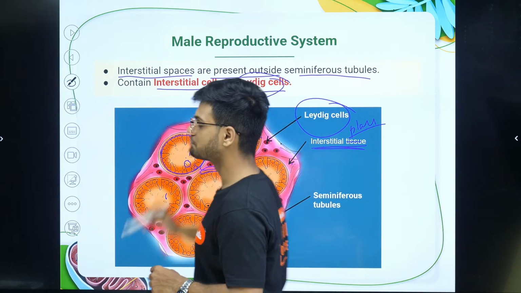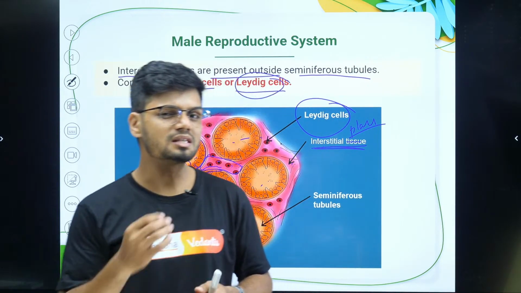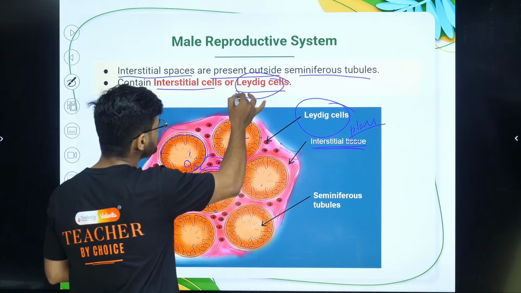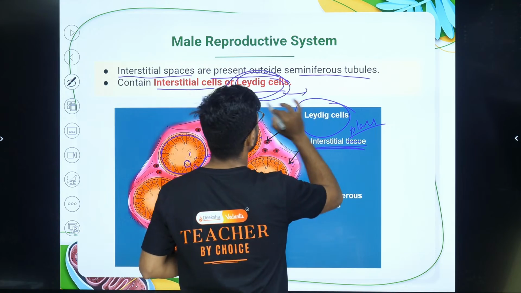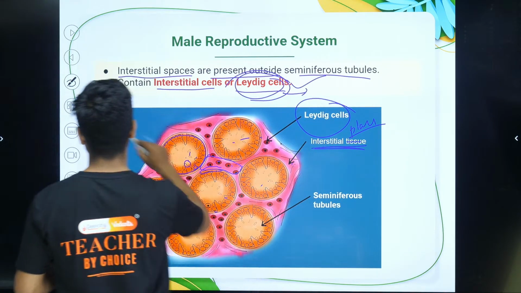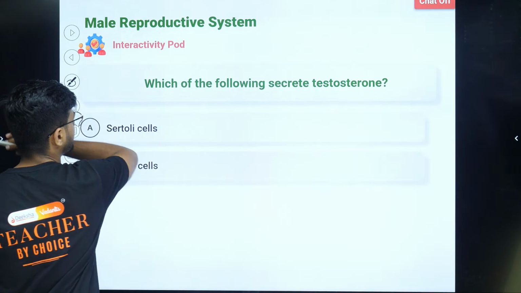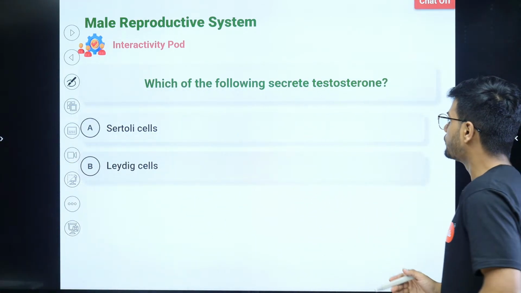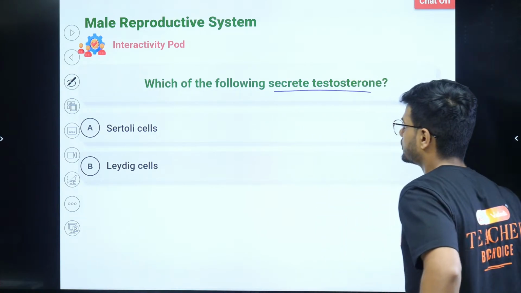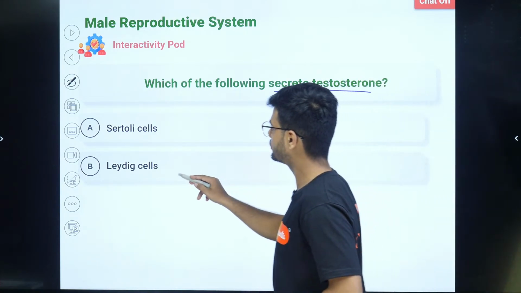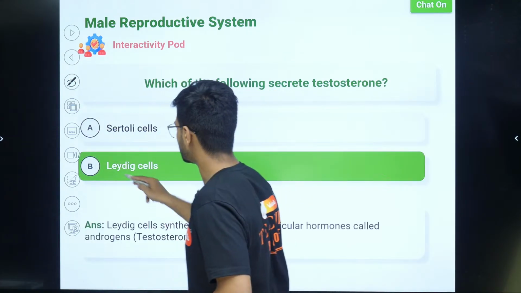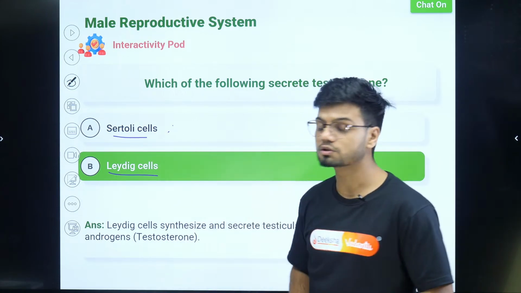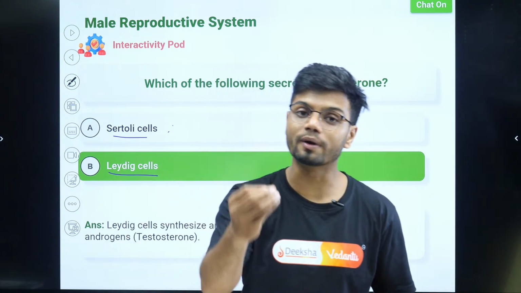Now these Leydig cells are very important. Why are they important? Because these are the Leydig cells which provide the androgen. Androgen, testosterone, is produced by Leydig cells. Now a simple question again, based on what you just learned. Which of the following secretes the testosterone? Answer is obviously your Leydig cells. Sertoli cells provide the nutrition to the growing sperm.